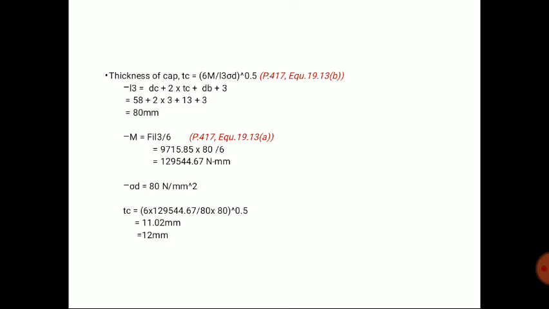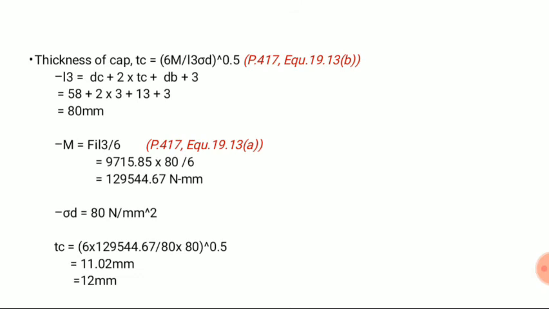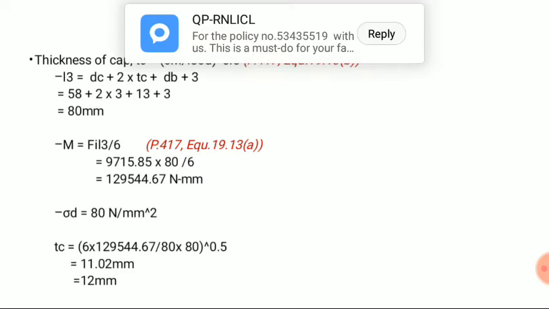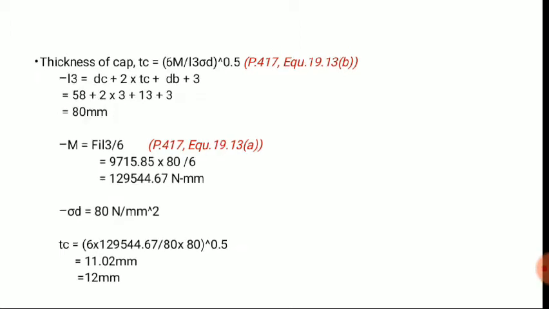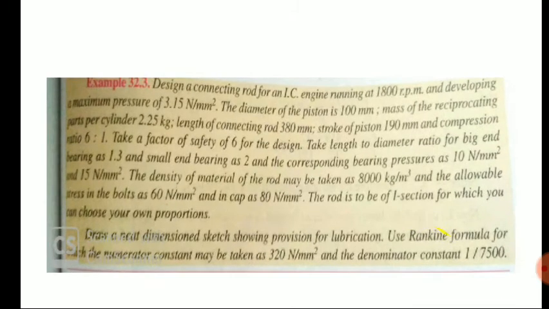So next we are finding the thickness of cap. This is also a standard equation given in the data book: t equals the square root of 6M by L3 into sigma d. Here M means F into L3 by 6, sigma d is given in the question, and L3 we have to find out. L3 means dc plus 2 into tc plus db plus 3. All these terms are given in the question. So we get 80 mm, and upon substituting we get tc as 12 mm. This is one question. Next we are going to another question.